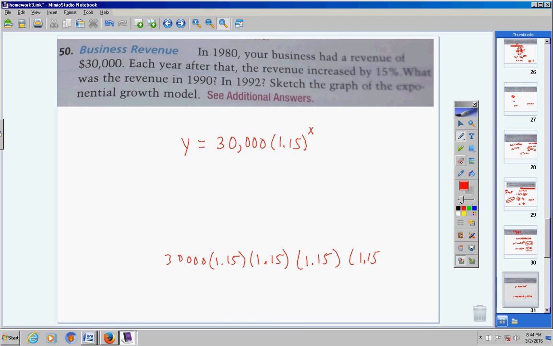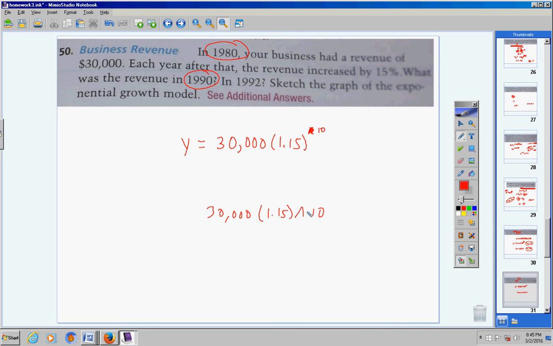So now that I've done that, this is pretty simple, guys. My business started in 1980. What was the revenue in 1990? That's 10 years later. So right here where the X is, put a 10. So with your calculator, type in 30,000. Then parentheses, then 1.15. Then close your parentheses, arrow, and then 10. All right. So let me type that in and see what I get here. We're going to get $121,367.